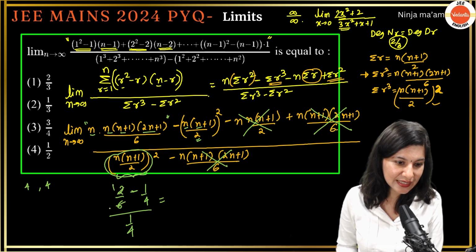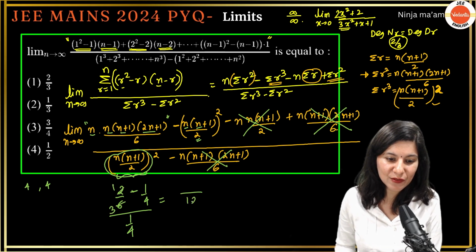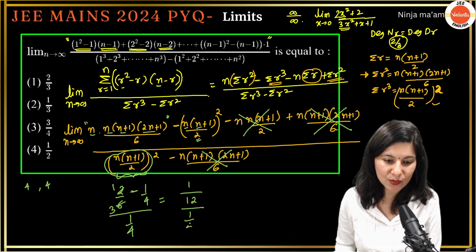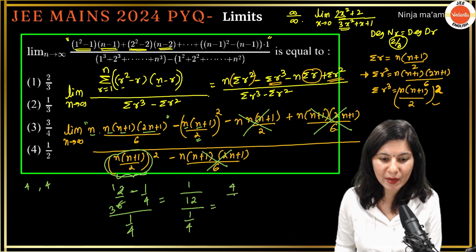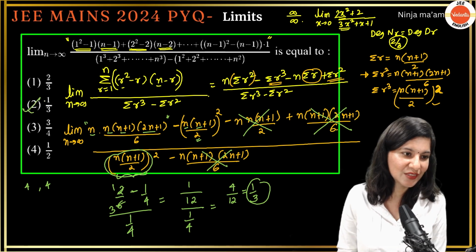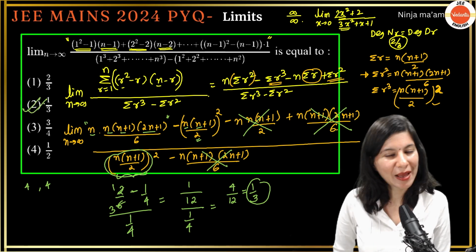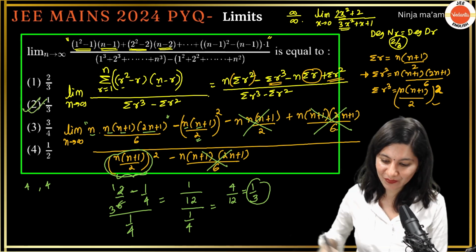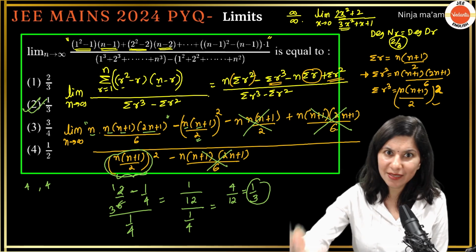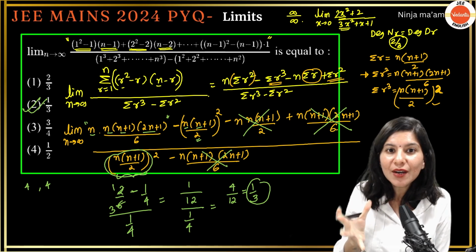So this is 1, this is 3. 1 by 3 minus 1 by 4 is 1 by 12. And this is 1 by 4. So 4 by 12 is 1 by 3. Do I need to say option B is right? Absolutely right.